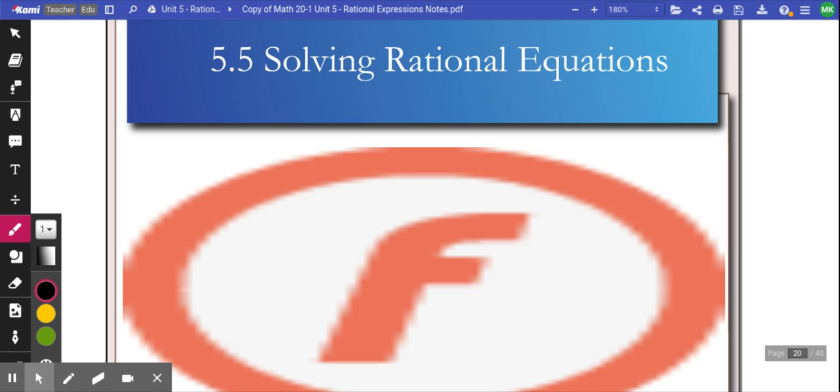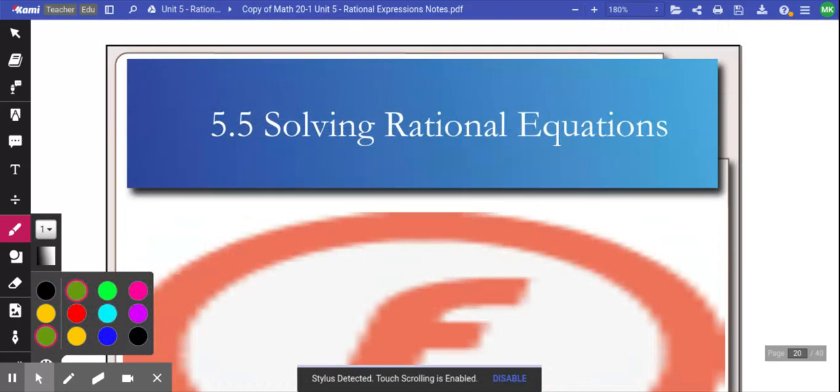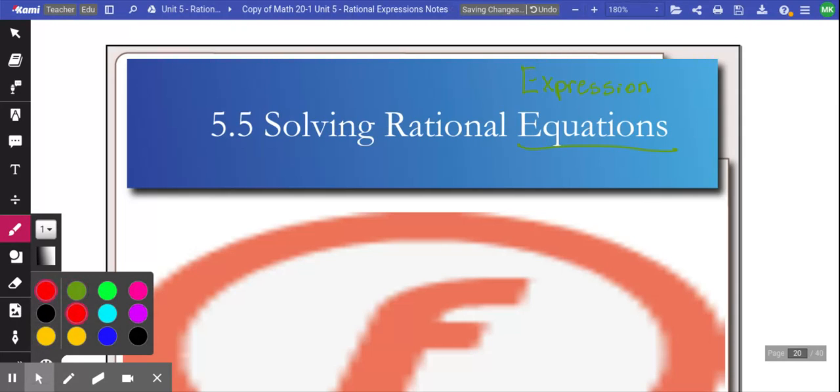Welcome to lesson 5.5 of Math 20-1, where we are going to start solving rational equations. It's going to be exciting, people. So the difference between today and all the other days in this unit is we are now going from rational expressions to equations. So what the heck is the difference between an expression and an equation, Mr. Kennedy? Well, that's a great question, Mr. Kennedy. The difference is that an expression has no equal sign.